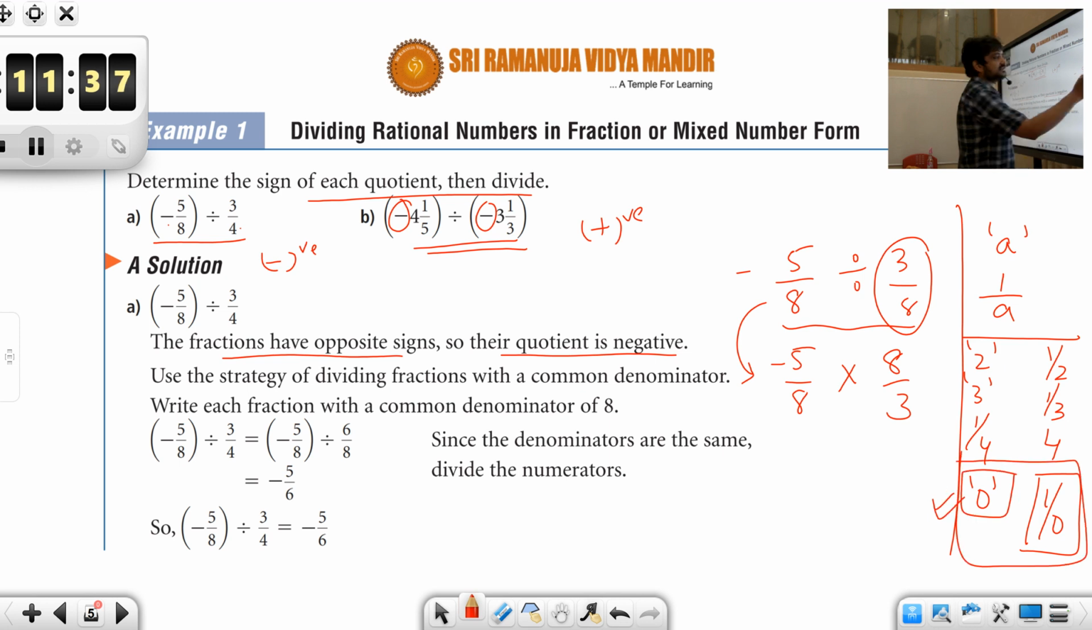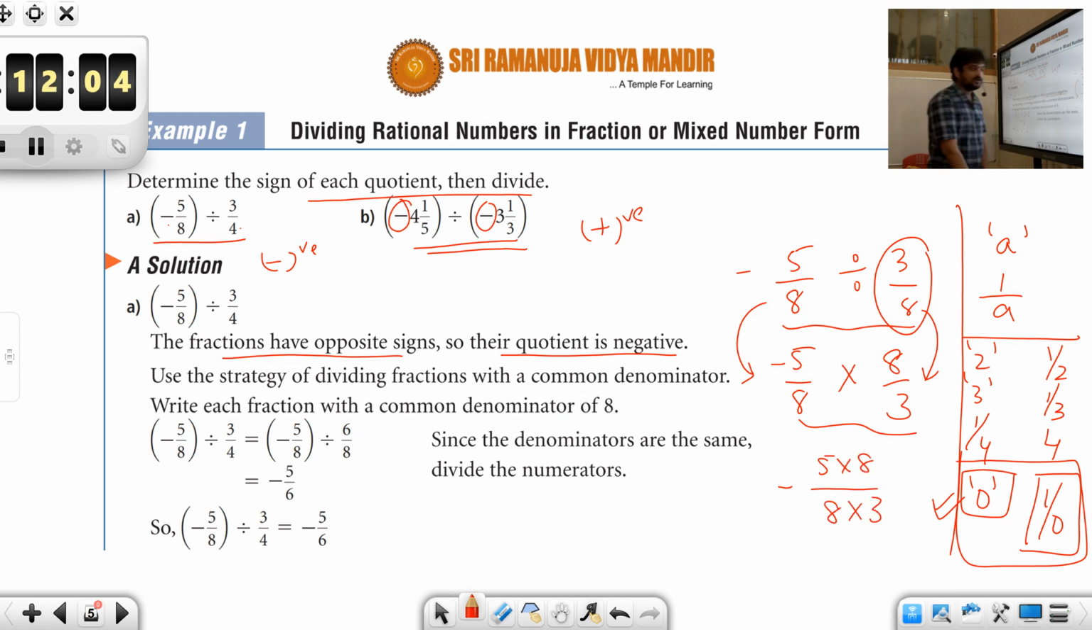Now, we need to convert the division problem into a multiplication problem. So write the reciprocal of 3 by 8. Reciprocal of 3 by 8 is 8 by 3. Now, how do we multiply two fractions? Simply we will multiply the numerators and then multiply the denominators and divide the results. So if you multiply this, we can write this as 5 into 8 by 8 into 3.